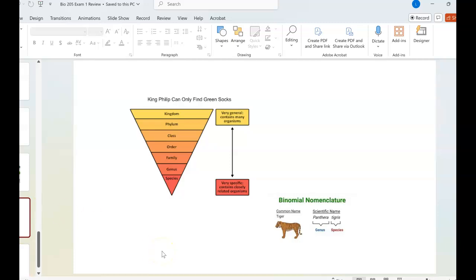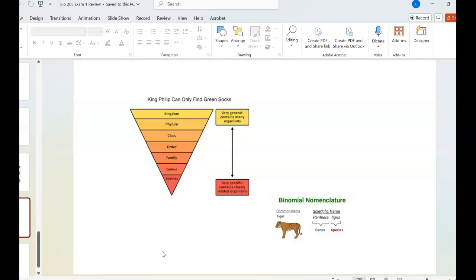The last chapter we talked about classification and taxonomy, and I gave you the order of classification. So the big idea with this is that there's that upside down triangle. If we look at the big part of the triangle, organisms in that group are going to have some things in common. As we get closer to the triangle, they're going to have more and more things in common. So the order of classification: kingdom, phylum, class, order, family, genus, species.